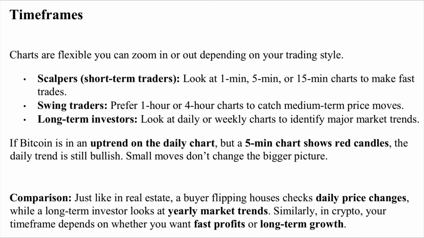Time frames. Charts are flexible. You can zoom in or out depending on your trading style. Scalpers or short-term traders look at 1 minute, 5 minute, or 15-minute charts to make fast trades. Swing traders prefer 1 hour or 4 hour charts to catch medium-term price moves. Long-term investors look at daily or weekly charts to identify major market trends. If Bitcoin is in an uptrend on the daily chart, but a 5-minute chart shows red candles, the daily trend is still bullish. Small moves don't change the bigger picture.